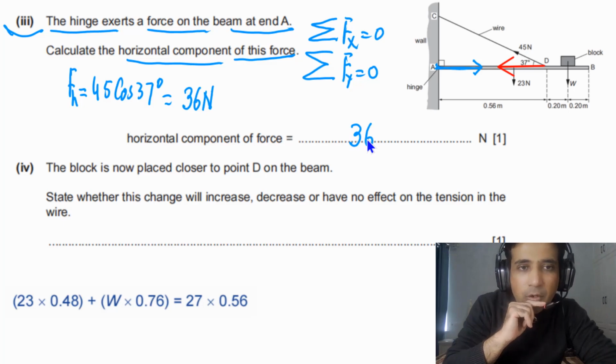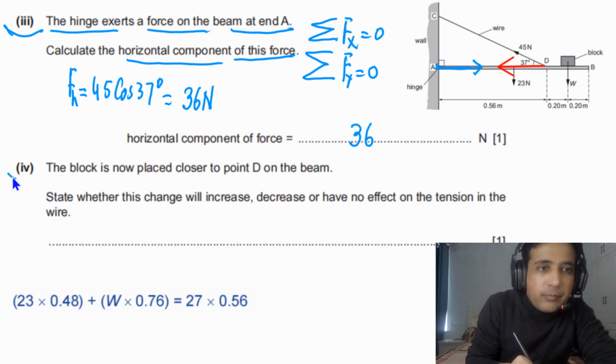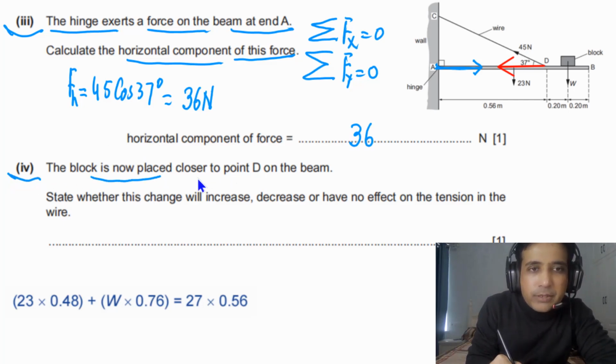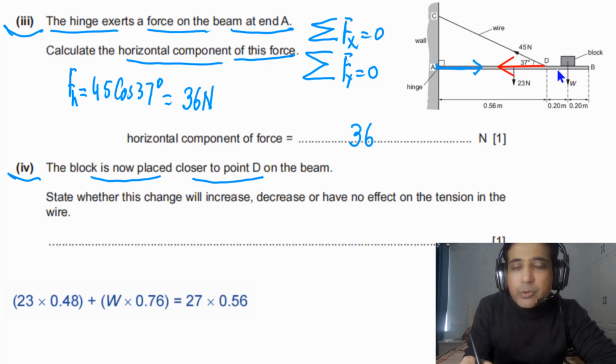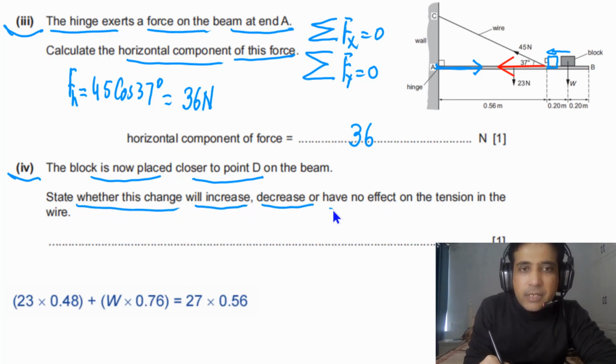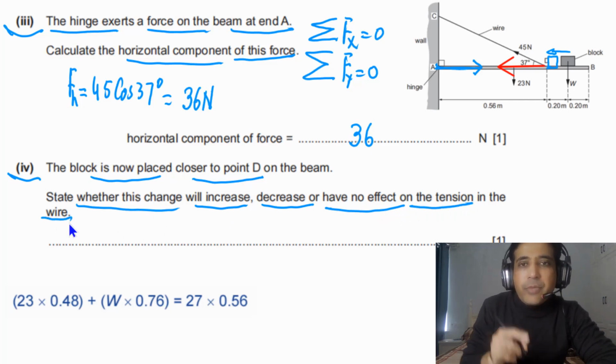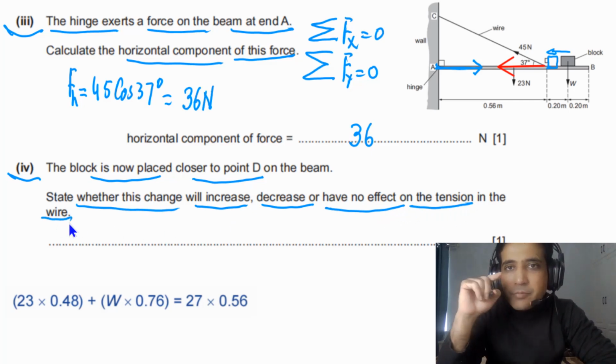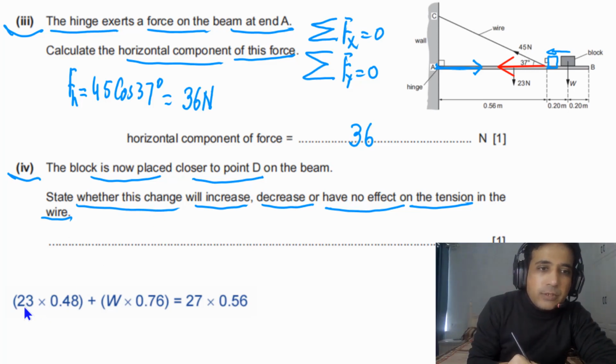Now if we go to the next part, part 4, the block is now placed closer to point E. Closer to point E means we move this block this side. So imagine that this block is placed here now. So we move this one to the left. State whether this change will increase, decrease, or have no effect on the tension in the wire. But we need to understand, in this case, the beam is still in equilibrium. Still in equilibrium. So first thing, we need to look at the moments.